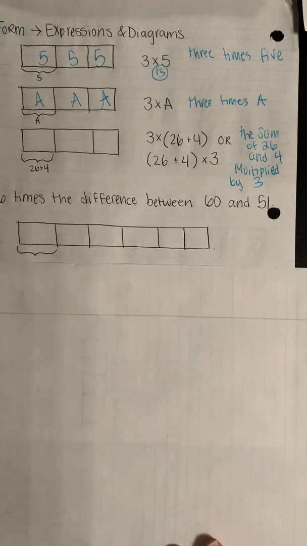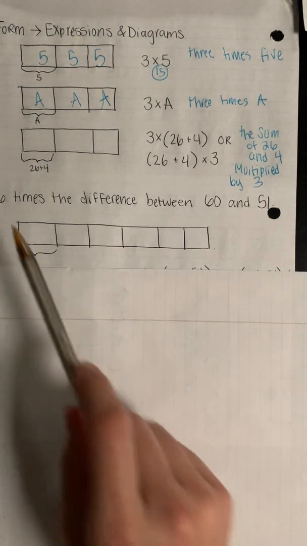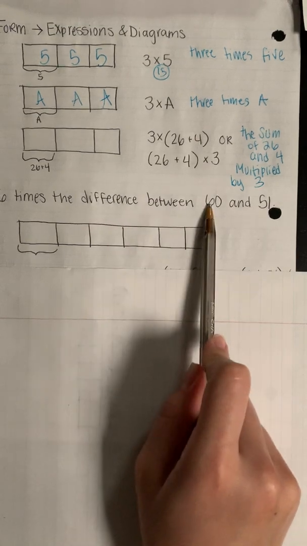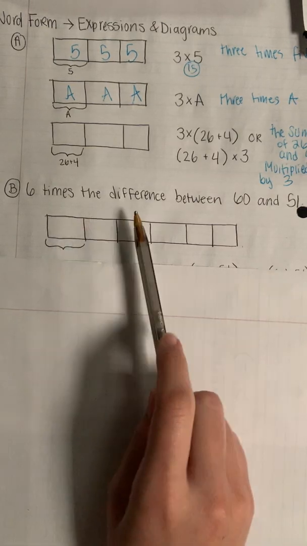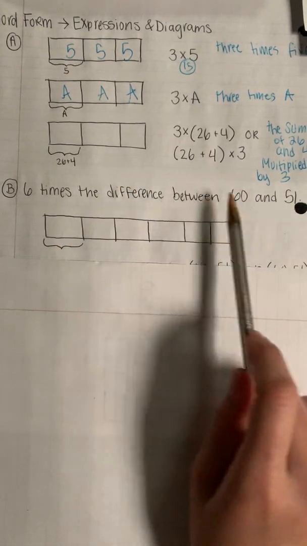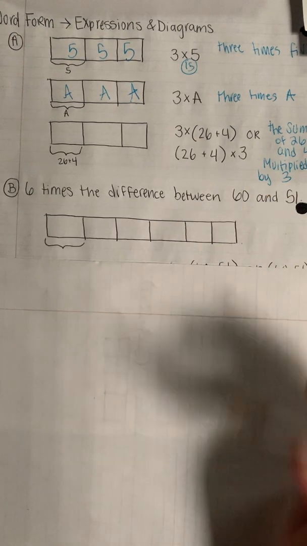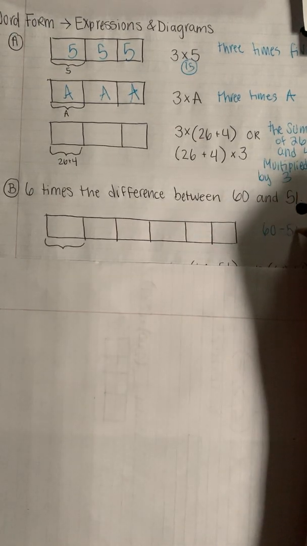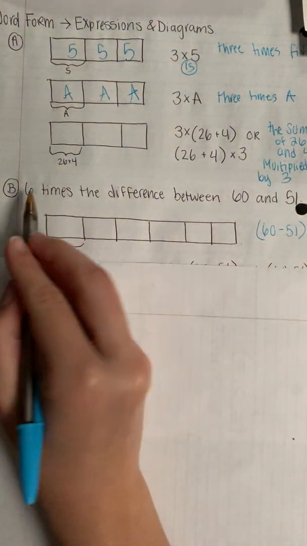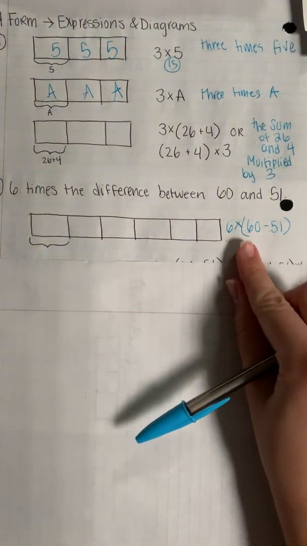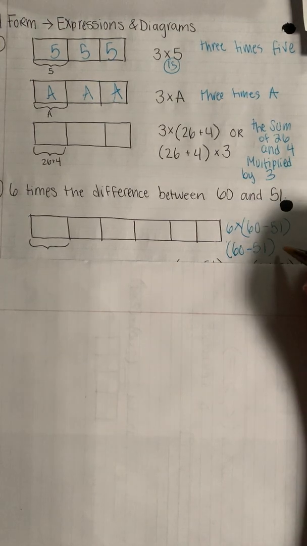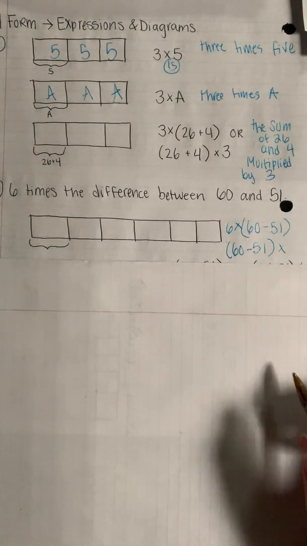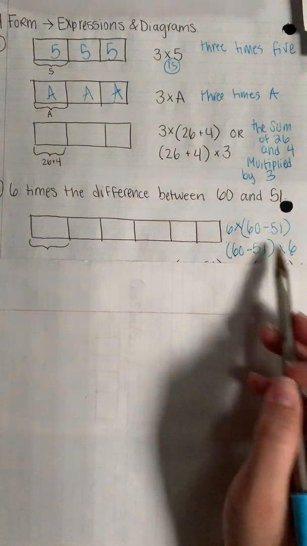All right, and then B is showing us one that's a little bit longer, 6 times the difference between 60 and 51. So this time they gave it to us in word form. And I know if I'm finding the difference, I'm subtracting. 60 minus 51, and then they want 6 times that difference. So I could write maybe 6 times at the beginning, or I could show that I'm subtracting 60 minus 51 first with my parentheses, then I'm multiplying that by 6. So the times 6 can go on either side.